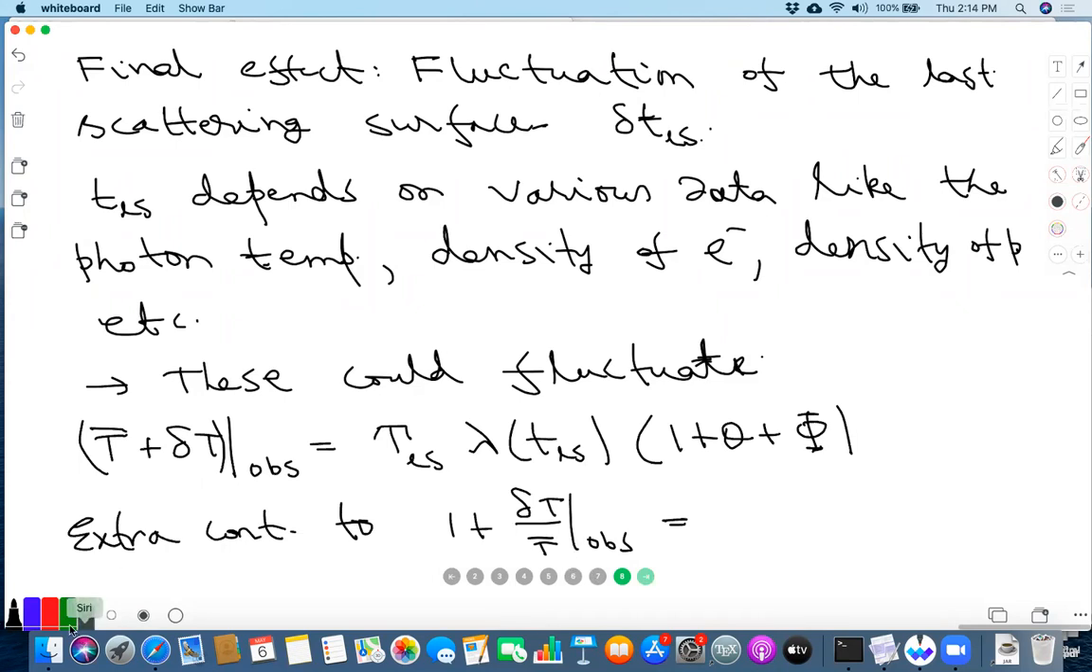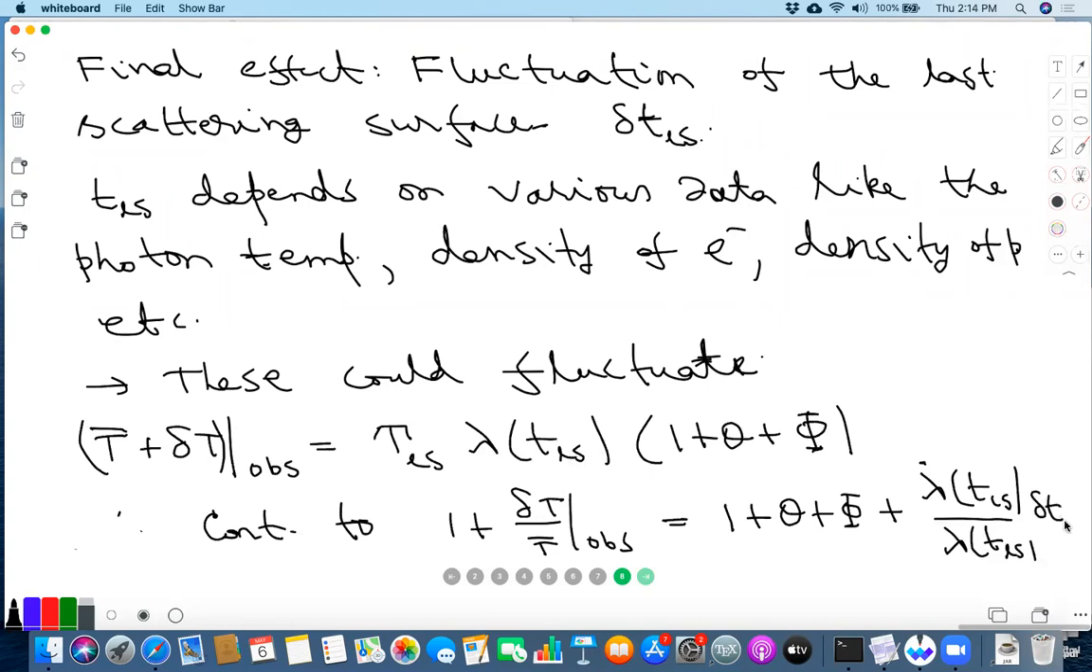Or maybe I can not forget about extra. So I'll also include the theta and phi. So the contribution to this will be 1 plus theta plus phi plus, here there is a change in lambda. So lambda dot of TLS over lambda of TLS times delta TLS. So basically delta lambda over lambda, right? Because you are calculating logarithmic change, right? This divided by the original value.